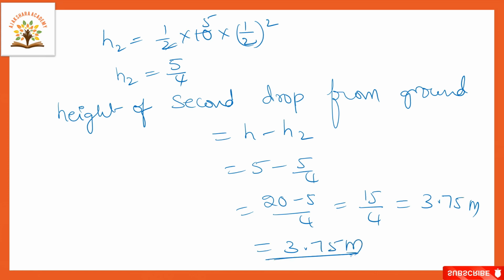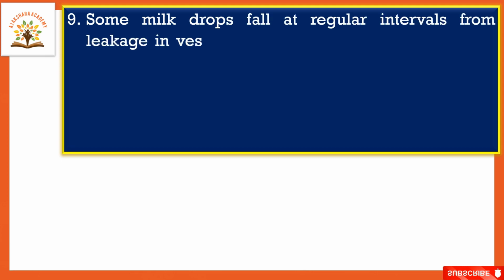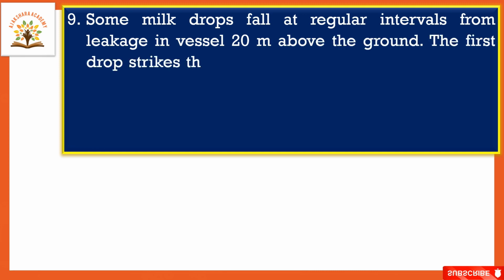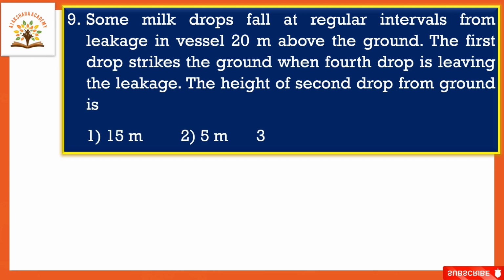Okay, next we will go to the next question. Some milk drops fall at regular intervals from leakage in a vessel 20 meters above the ground. The first drop strikes the ground when the fourth drop is leaving the leakage. The height of the second drop from the ground is?